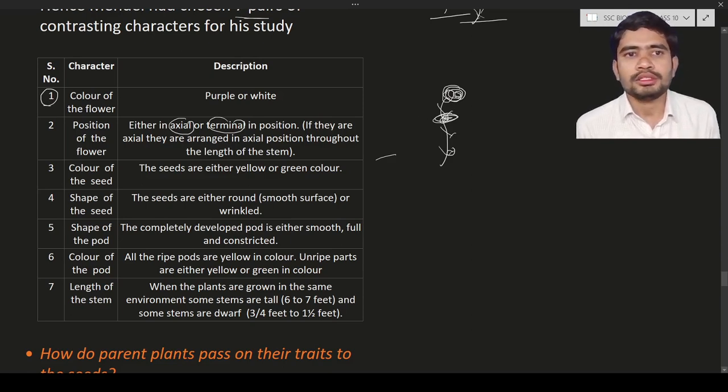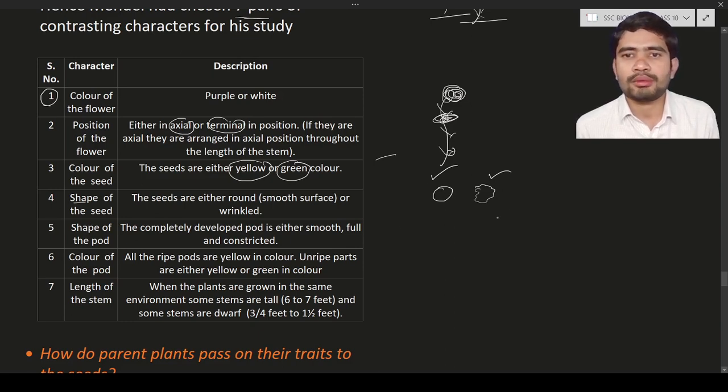Next, the color of the seed. After the formation of the seed, it may be of two colors, yellow or green. We will discuss the formation of yellow and green seeds in the coming lectures. Next is the shape of the seed. The seeds may be round and smooth, or wrinkled. The seed may look in this way, or this way. This is completely due to the genes or characteristics passed to the seeds.